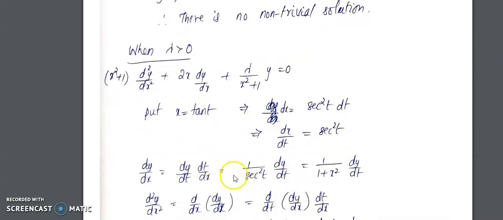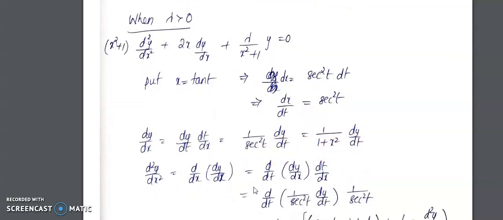Now let us find out dy by dx. So by chain rule, dy by dx will be dy by dt into dt by dx. Dy by dt, okay, we know dx by dt. So therefore dt by dx will be 1 by sec square t. So you will get 1 by sec square t dy by dt. So that is equal to 1 by 1 plus x square dy by dt.